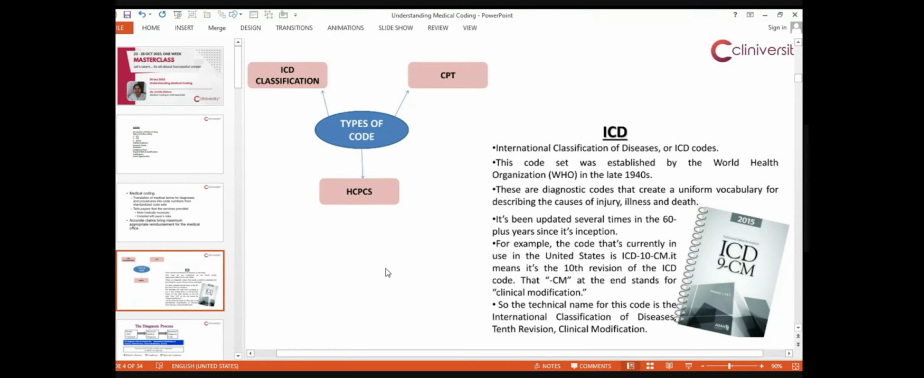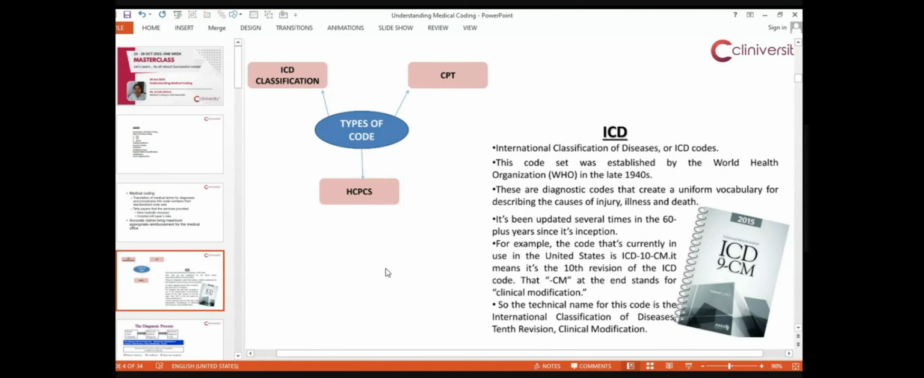Here, we need to remember symptoms are not coded. For any disease condition, if symptoms are there, those symptoms are not coded. It has been updated several times in the last 60 plus years since its inception. For example, the code currently in use in the US is ICD-10-CM. CM stands for clinical modification. It means it's the 10th revision of the ICD codes.